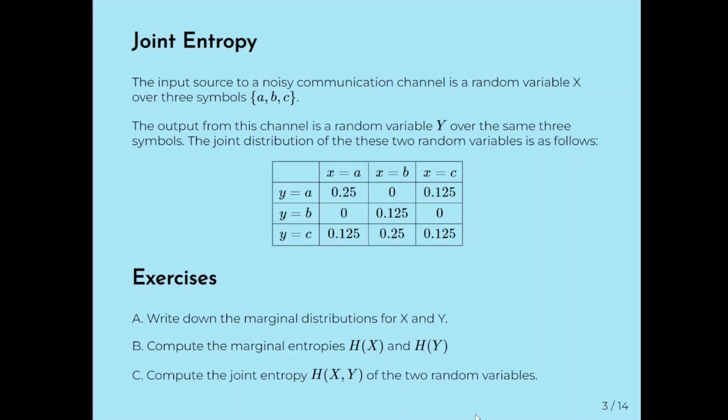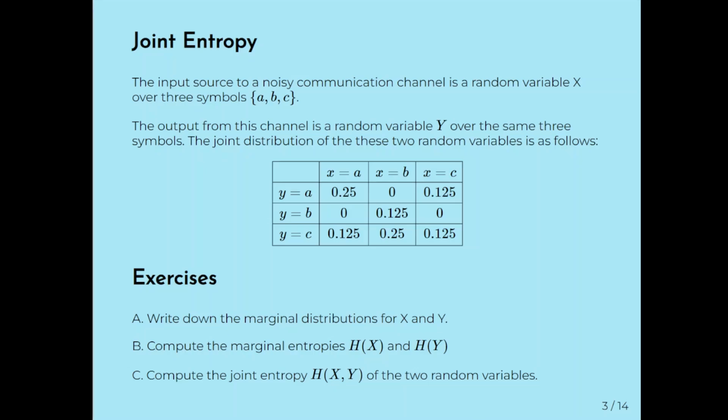Essentially what we have to do is work with those tables to refine that table a little bit. Write down the marginal distributions of x and y, compute the marginal entropies H(X) and H(Y), and compute the joint entropy H(X,Y) of the two random variables.